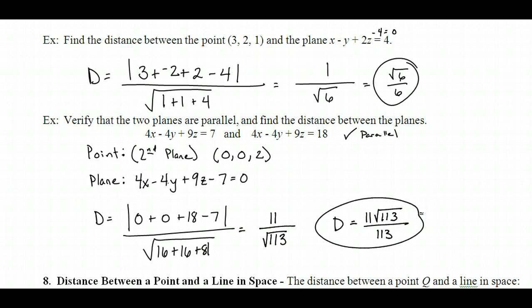So distance between two planes. Take a point on either plane, but you have to know what plane you're dealing with. So I'm dealing with the second plane. Then I have this point. The plane has to be the other one, so that would obviously be our first plane. And then the formula is pretty easy from there.